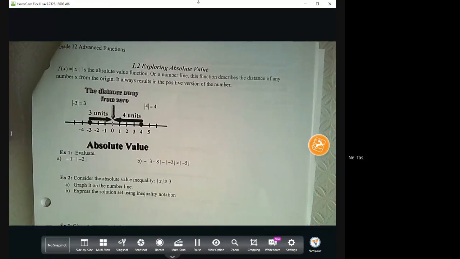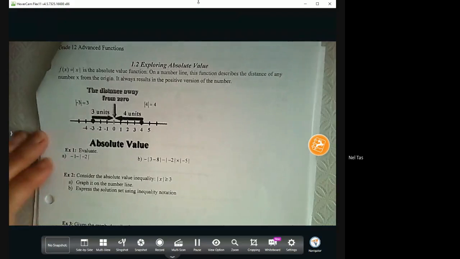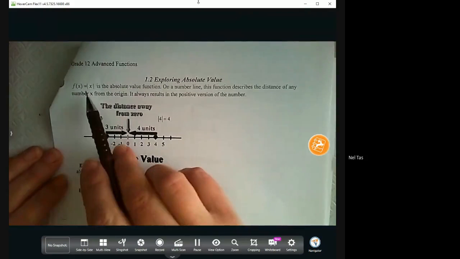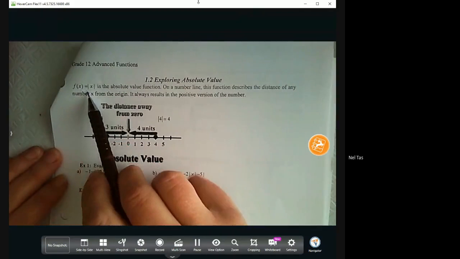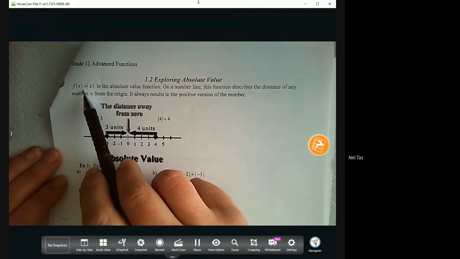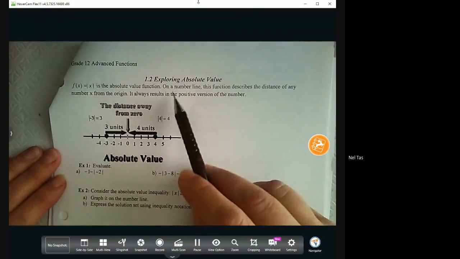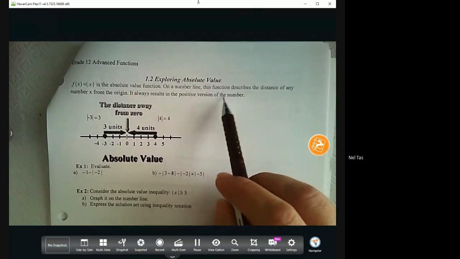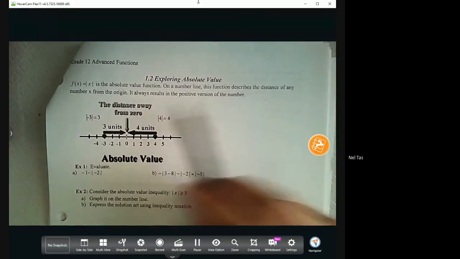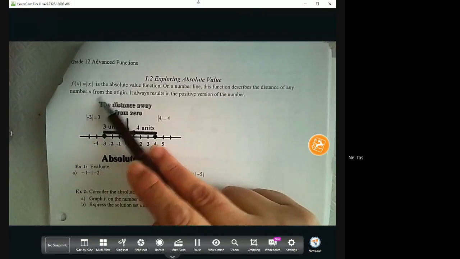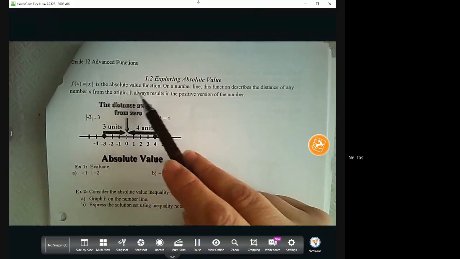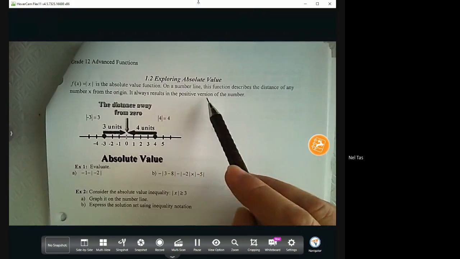All right. So 1.2, exploring absolute value. This is how we show the absolute value function, right? f of x equals, and this is the sign that we use. On the number line, this function describes the distance of any number x from the origin. It always results in the positive version of the number.